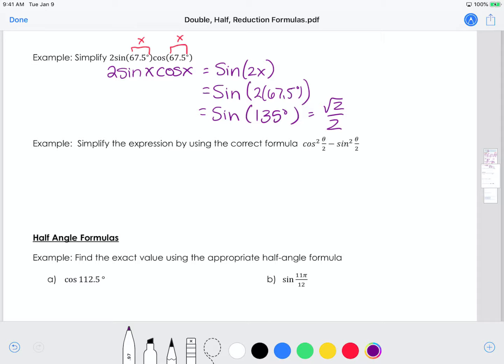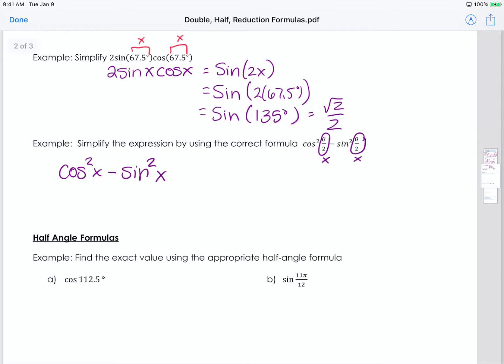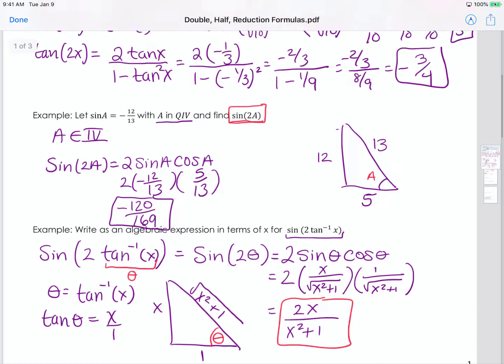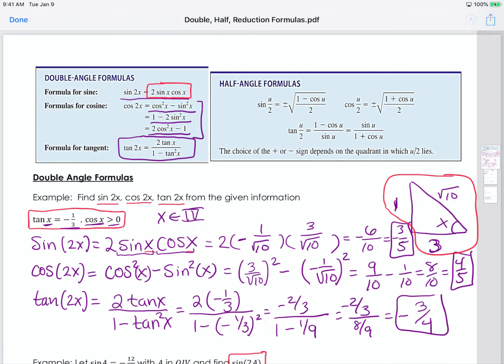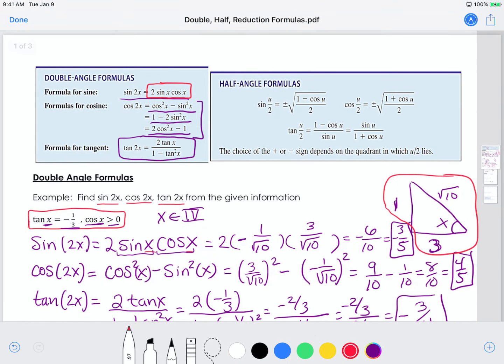Okay, next example, same thing. We want to simplify this using our double angle formulas. So I'm going to label theta over 2 as my angle x. So I have cosine squared x minus sine squared x. And if you scroll up and you look at your shaded box with all your formulas in it, that would be this formula here, which is equal to cosine of 2x.